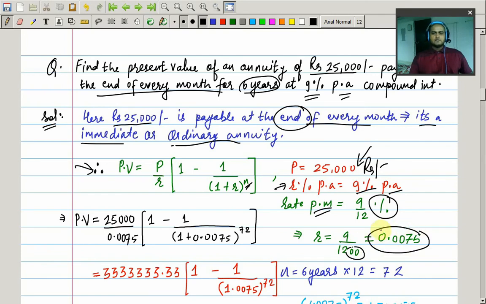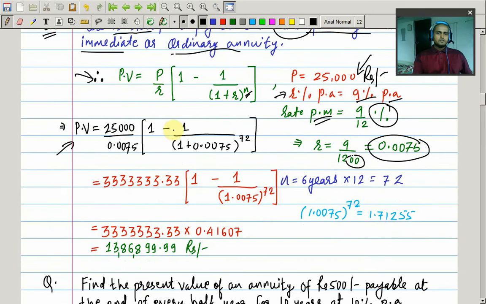So this is the value of R. I think that's all we need in this formula. So let's put all these required things at their places. P is 25,000, R is 0.0075, and what is N?